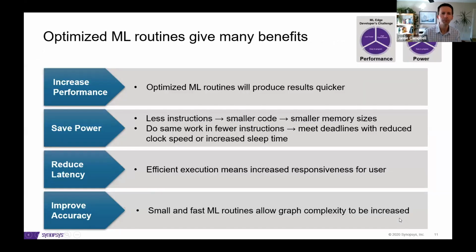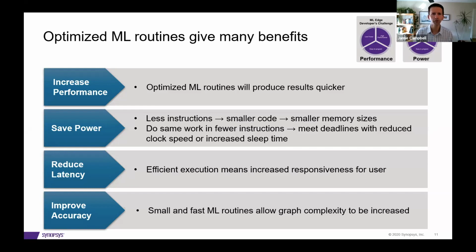So why is that important? Well, I think it was pretty obvious that we saw the performance increase. So clearly, if you have less instructions to execute, you're going to get your results quicker. But this also touches our second pillar of the ML Edge Developers Challenge, which is power. If I have less instructions in my code, my loop got smaller. My code is smaller, which means less memory. So of course, I don't have to burn as much power keeping memories alive because they're smaller.